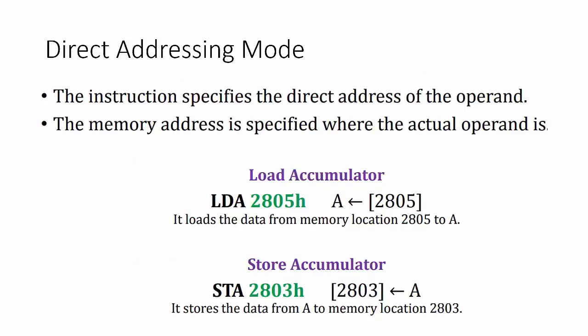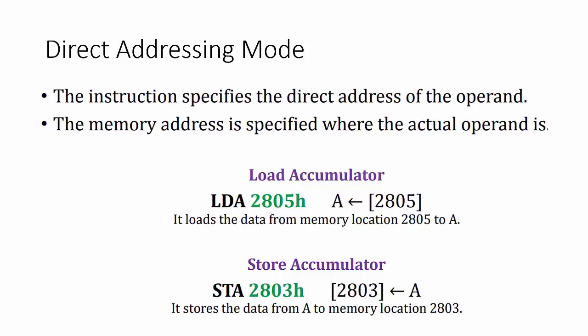Here are a few examples related to direct addressing mode. The instruction specifies the direct address of the operand. The memory address is specified where the actual operand is stored. So LDA is a predefined instruction, that is load accumulator. LDA 2805H means that whatever contents are present in the 2805 location will be loaded into the accumulator.